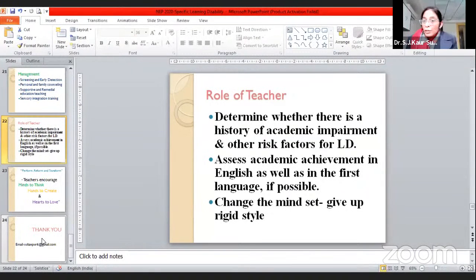आप बच्चे की फर्स्ट लैंग्वेज में टेस्ट करिए whether the child is able to perform it or not, and change the mindset. Give up your rigid style. You should not sympathize but empathize with these children and try to understand, and then counsel parents. I say again, it is difficult to counsel parents, but please do counseling of the parents, and parents should also understand if there is a problem with the child.